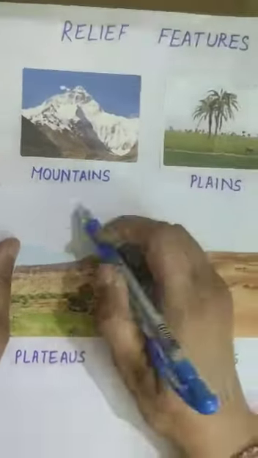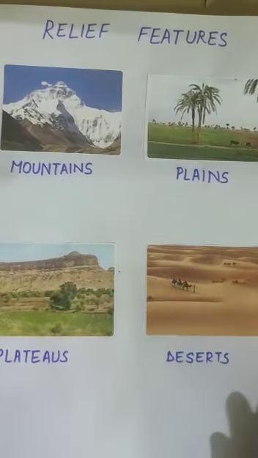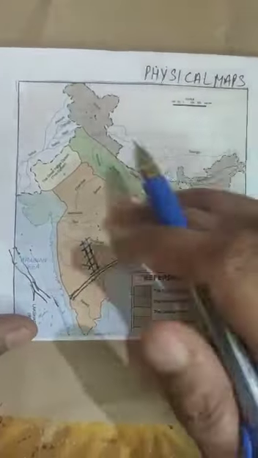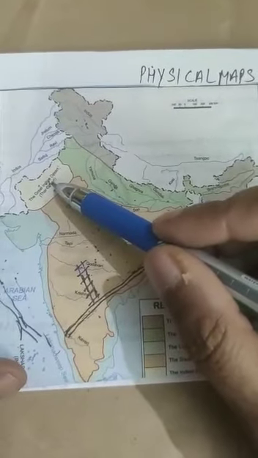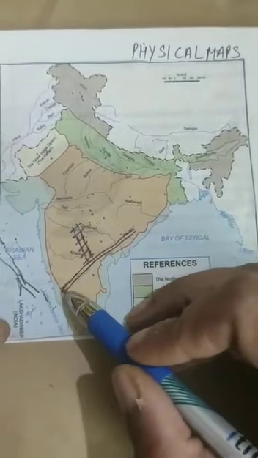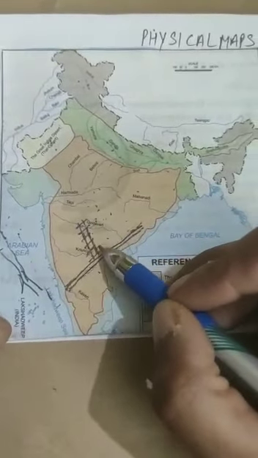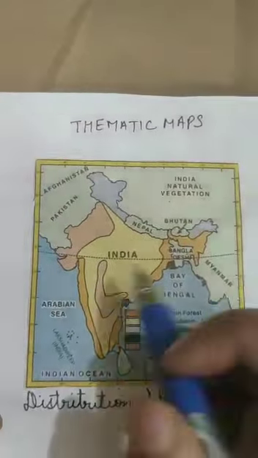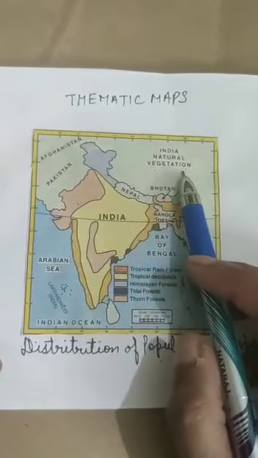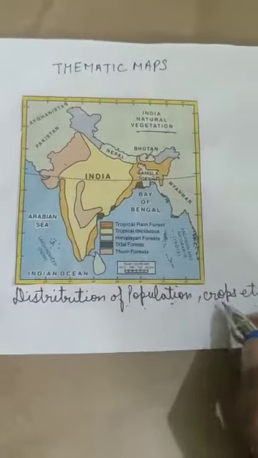We get information about mountains, plains, plateaus, deserts through maps, as earlier I have shown you on the physical map. Maps show how roads and railways are interconnected. Thematic maps stress specific aspects like distribution of vegetation, population, crops, etc.